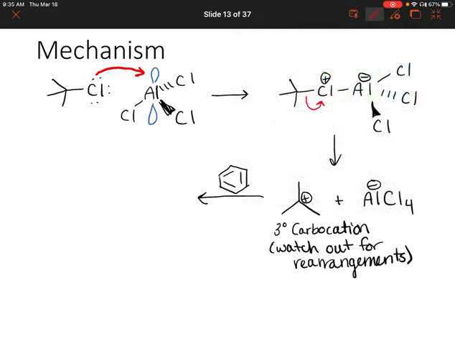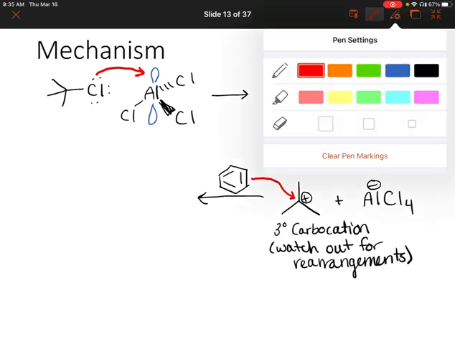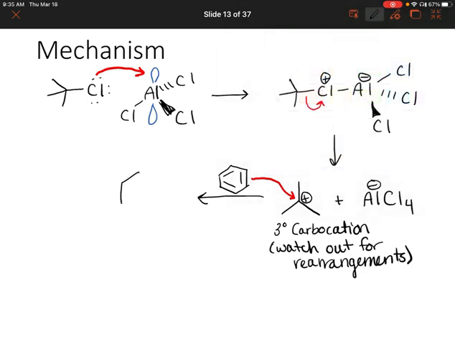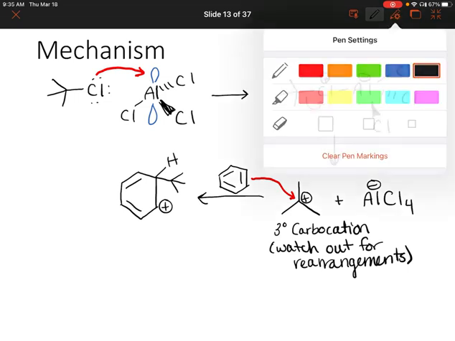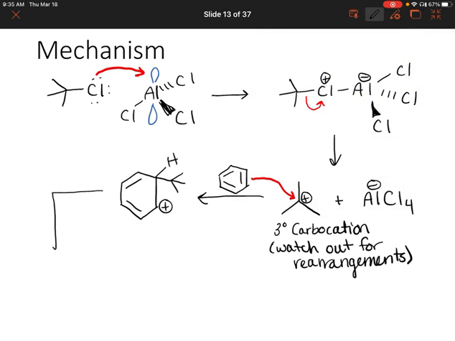And the carbocation is a really strong electrophile, so benzene can now attack that electrophile, and we end up with our intermediate, the sigma complex, or arenium ion. All right, so now we need a base that can take that proton at the top so we can reestablish aromaticity. So we can use aluminum tetrachloride as our base.